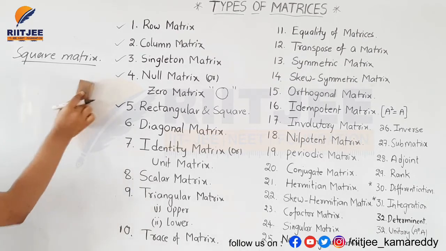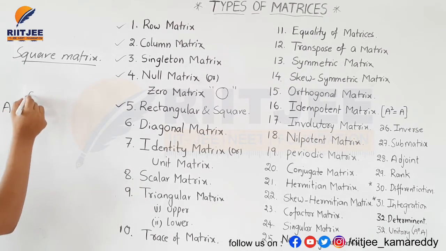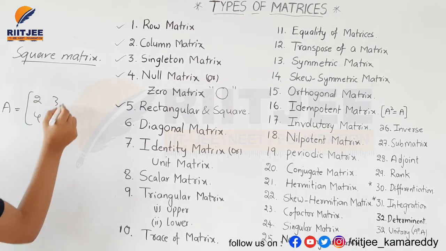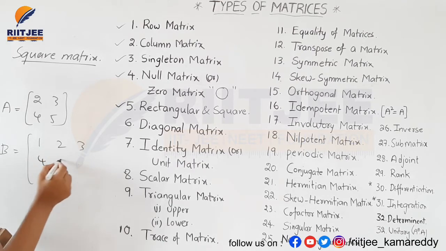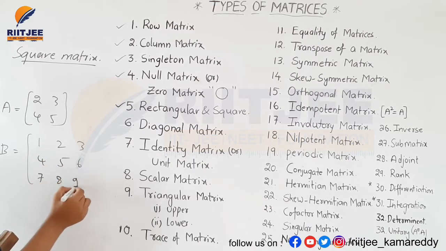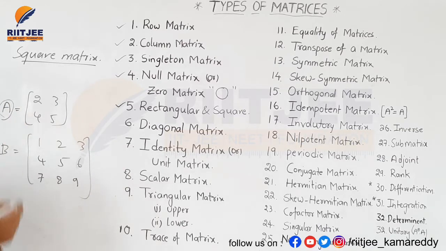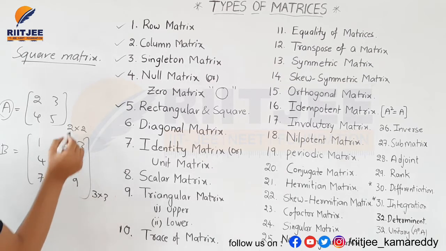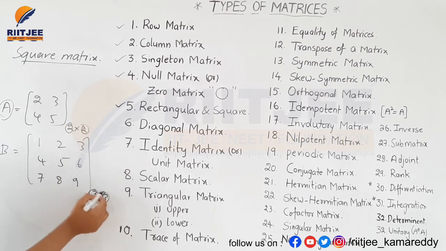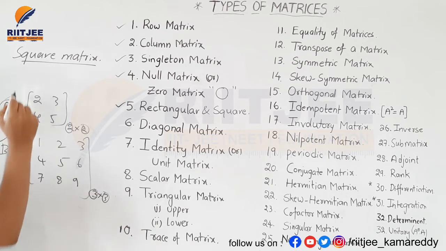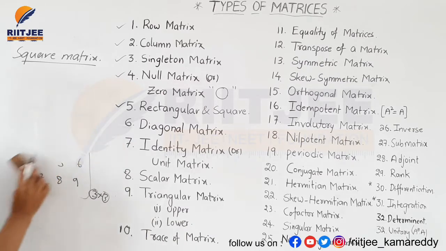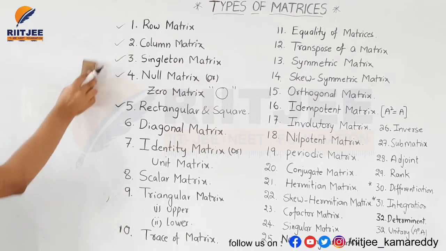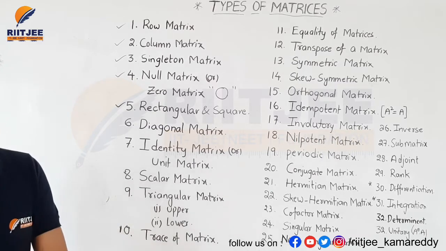For example, let us see one example here. A is equal to 2 3 4 5 and B is equal to 1 2 3 4 5 6 7 8 9. Here A is a matrix having order 2 by 2 and B is a matrix having order 3 by 3. Here an equal number of rows and an equal number of columns are there, so it is a square matrix. It's an example of a square matrix, and this is all about the square matrix. And the next one is the diagonal matrix here.